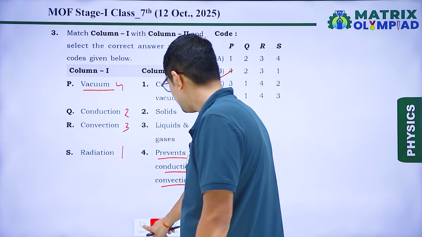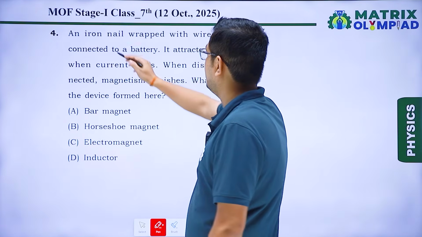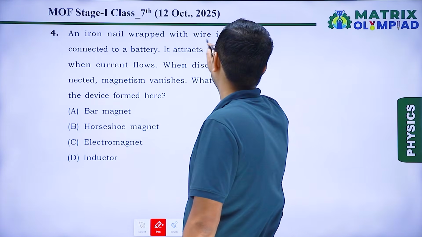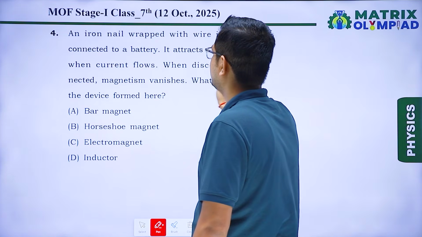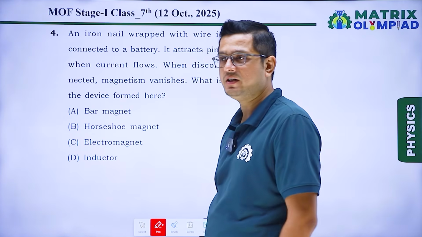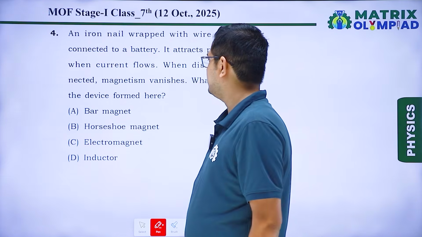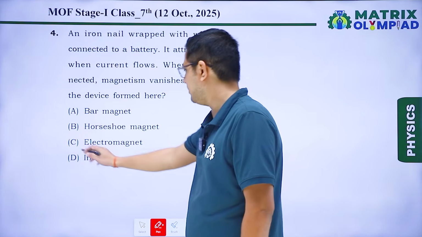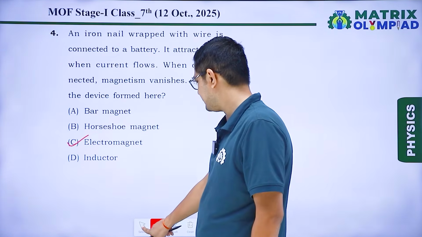Okay, next question. Question number 4. An iron nail wrapped with wire is connected to a battery. It attracts pins when current flows. When disconnected, magnetism vanishes. What is the device formed here? So we know that whenever current passes through a conductor, magnetic field is generated, and the device formed will be called electromagnet because it is formed due to electric current. Okay, so option C is our correct answer.